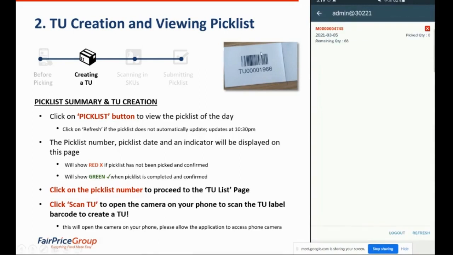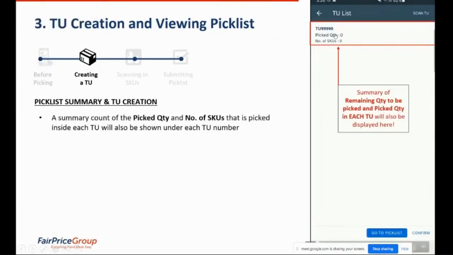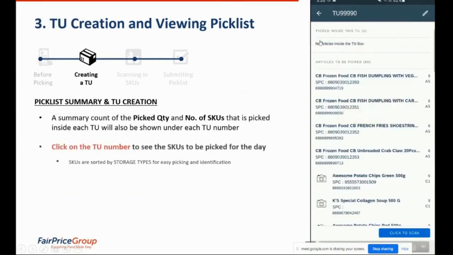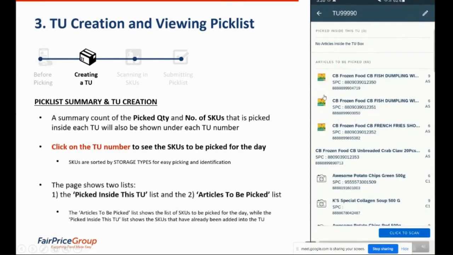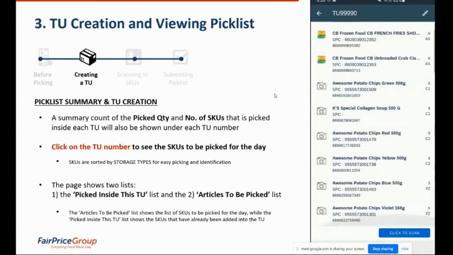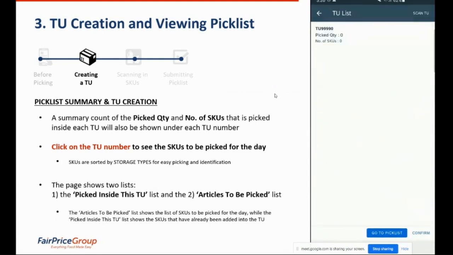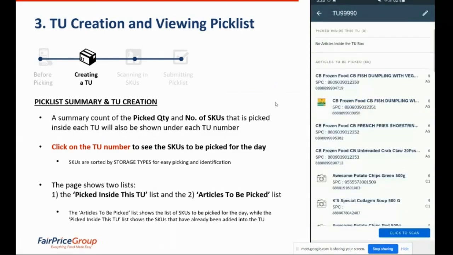The TU labels will look like this picture on the side here and will be provided to you by us. Once you have the TU created inside the application, you just click on the TU number and you'll be able to see the list of SKUs for you to pick today. The SKUs are sorted by storage type, so it'll be ambient at the top, and then frozen and chilled SKUs towards the bottom. You'll be able to scroll down to see the entire list to be picked for the day.